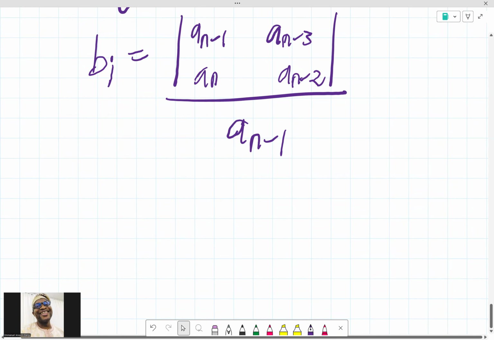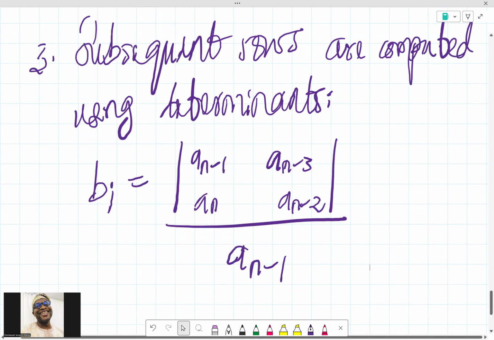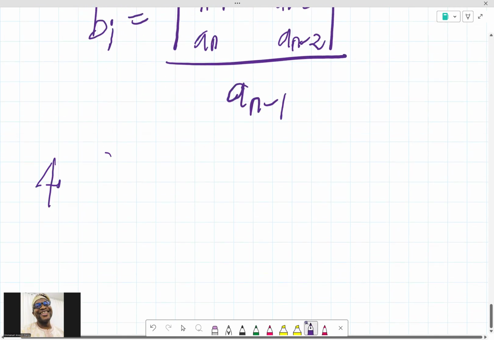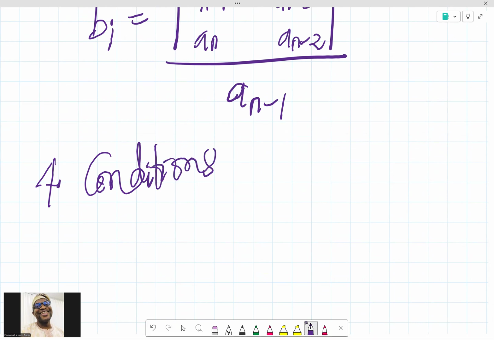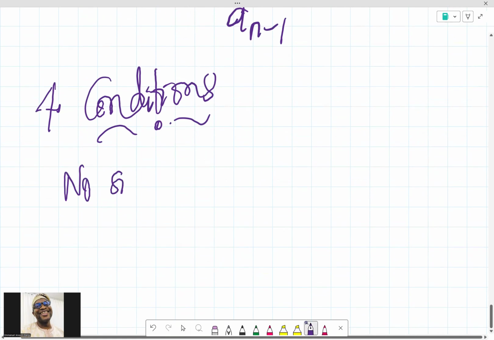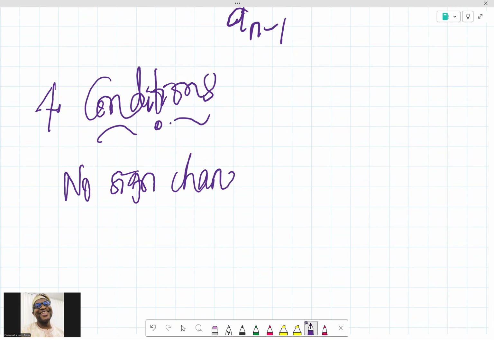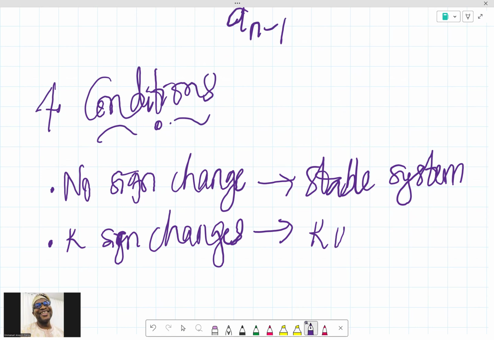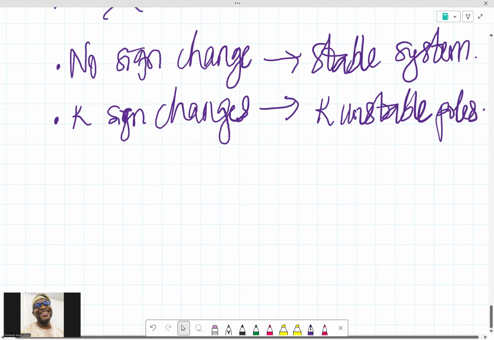Once that is done, number 4, talking about the procedures, we have the conditions. Let's talk about the conditions for stability, since that's what our concern is. If there's no sign change, it means we have a stable system. That's no sign change in the first column. Then, if you have K sign changes, it means there are K unstable poles. You should have got this easily if you equated the characteristic equation to 0 and solved for s. But when it becomes complicated, that's difficult to do.